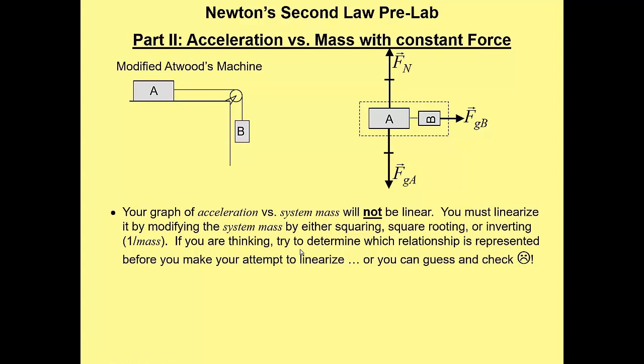And then, as before, there are some questions about the relationship. There's making math models and defining what different things are. So you've got to finish the lab sheet. And then we'll do the post-lab for this the next day. So be careful with this one, but enjoy part 2 of the acceleration versus mass with constant force of the Newton's second law lab.